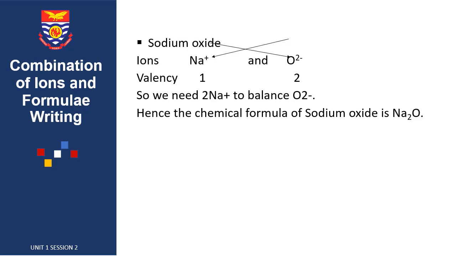Next is to write down the valency. Like we have already indicated, here sodium has a charge of +1, so the valency is 1. Oxygen is 2-, so the valency is 2. Now what this means is that, you remember I said we are writing a neutral compound.